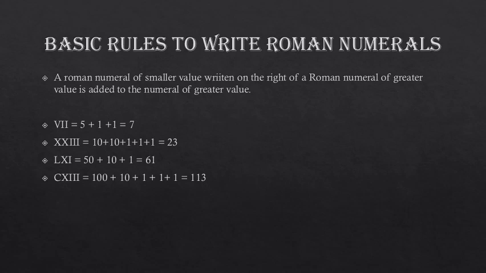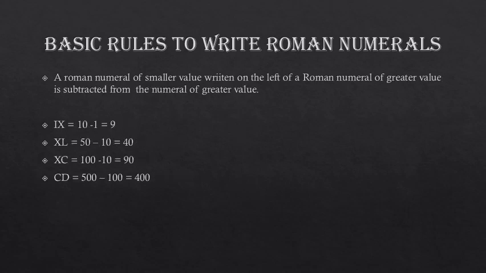Again one more example, LXI, 50 plus 10 plus 1 equals 61, and the next one is CXIII. C stands for 100 plus 10 plus 1 plus 1 plus 1 equals 113. We are doing the addition because the smaller values are written to the right of the greater value. Children, this is very important. Whenever the smaller value is written to the right of the greater value, we do addition.